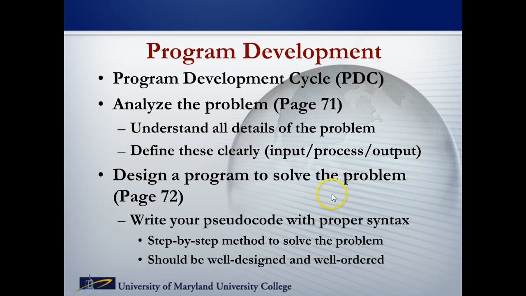So we're getting back into the program development cycle, or the PDC. Page 71 of the text talks about analyzing the problem. Later on, in later assignments, you'll be required to include your analysis of the problem, as well as the design of the problem. Now the analysis is very, very important. You want to make sure that you define all the details that are in that problem, and define clearly what the expected input is going to be, what the process on that input is going to be, and then what the desired output is going to be.